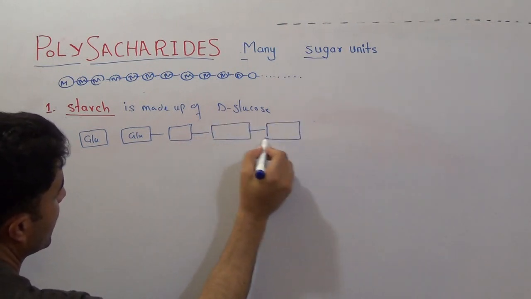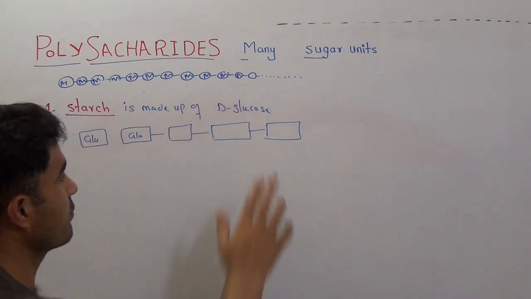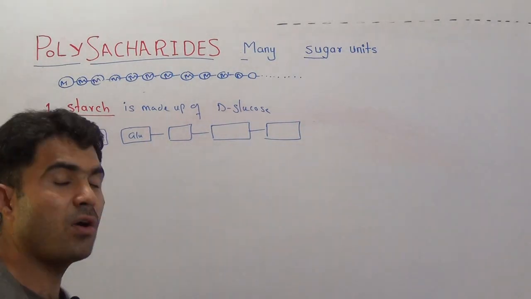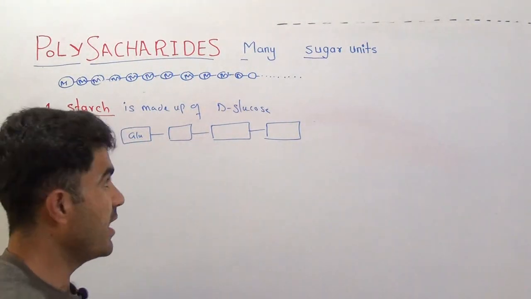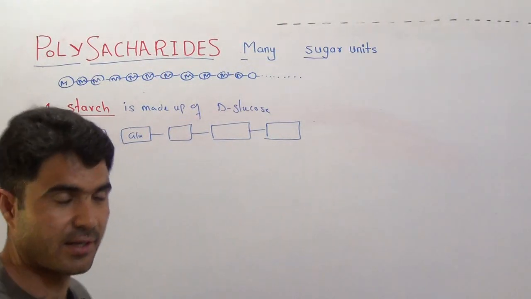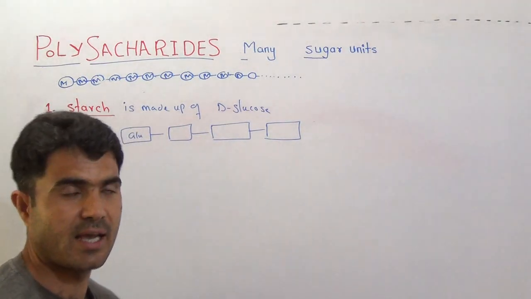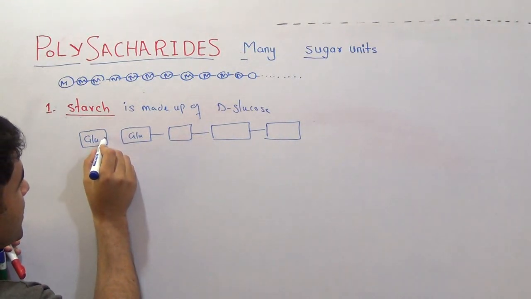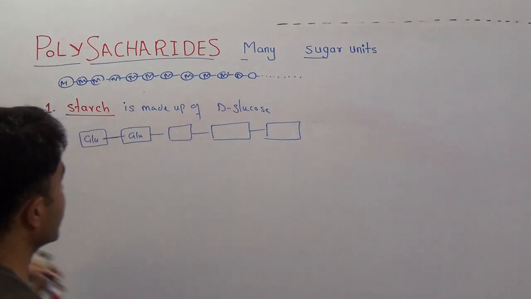I think there will be no need to write the actual structure of the glucose here, because it will consume our time, and we already know the structure of glucose in the topic of the monosaccharides. That's why I am avoiding writing it today. We have already discussed the bond between two monosaccharides as well. This is one glucose, the other glucose, and in between the two glucose there is a bond. We call it glycosidic bond.